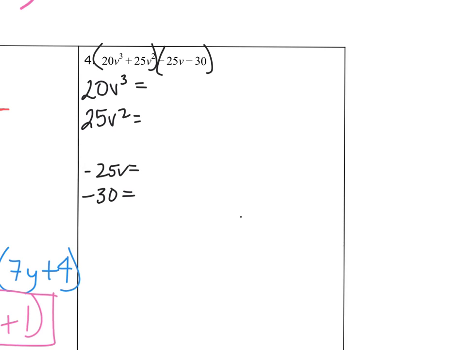All right, what goes into 20? 2 times 2 times 5, right? And then v cubed, v times v times v. It's a beautiful prime factorization. All right, 25. Oh, that one was easy. 5 times 5. And v squared, so we've got just 2 of them. Good job.